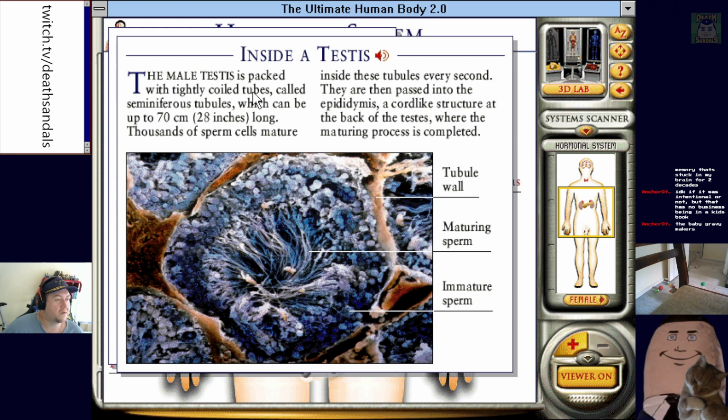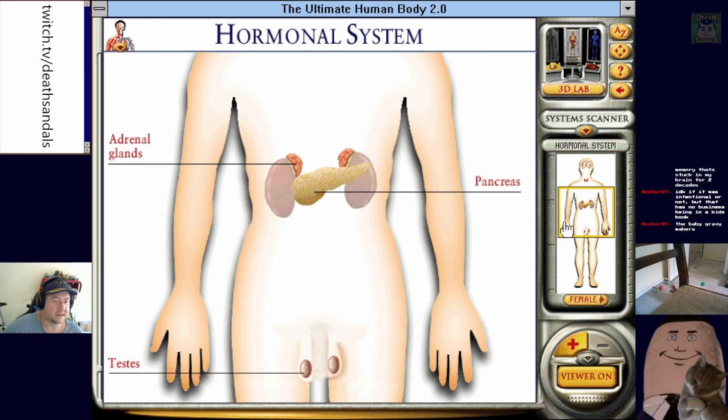Packed with tightly coiled tubes called seminiferous tubules, which can be up to 70 centimeters long. Thousands of sperm cells matured inside the tubules. Oh, hang on, they read this out for it, don't they? Oh, you don't want to read it out. Okay. Yep, well that's certainly a lot of sperm.